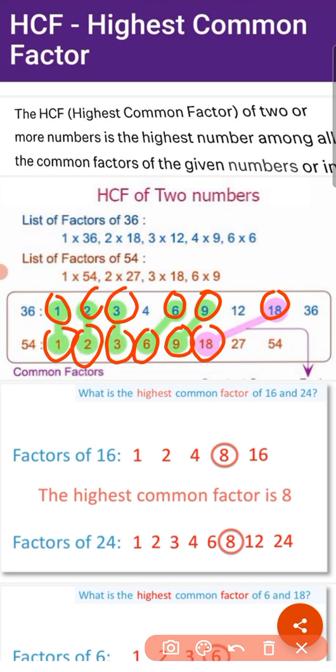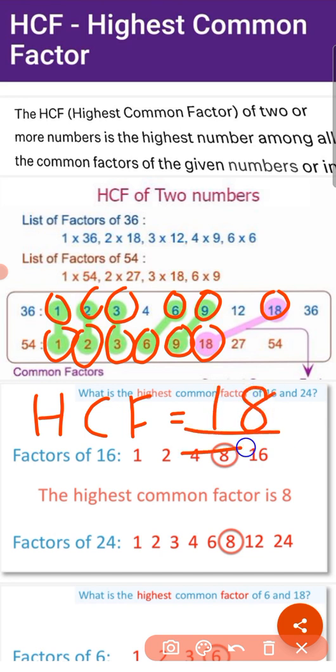Here we are finding the HCF. HCF means highest common factor. The largest number among the common factors, that is 18. 18 is the HCF of 36 and 54.